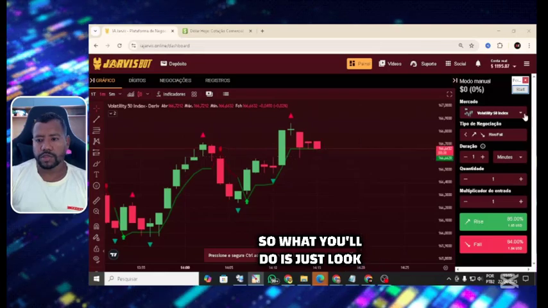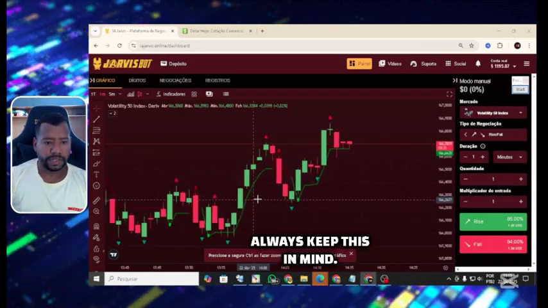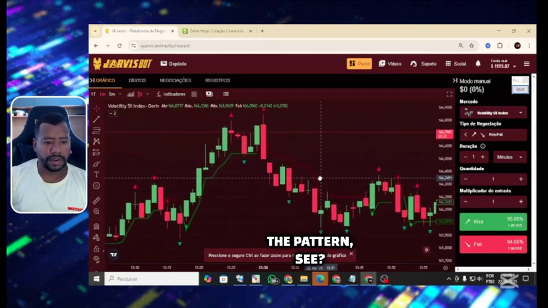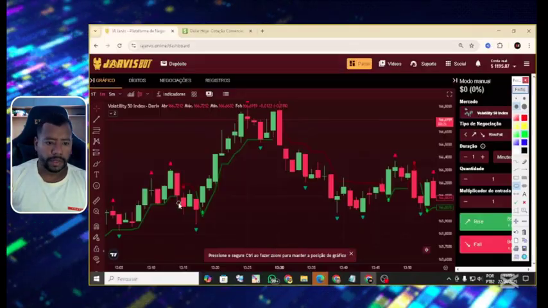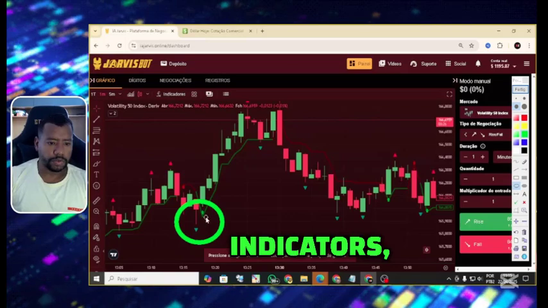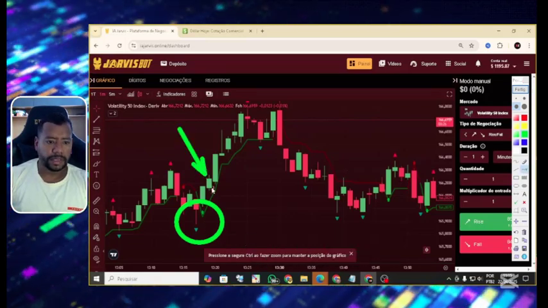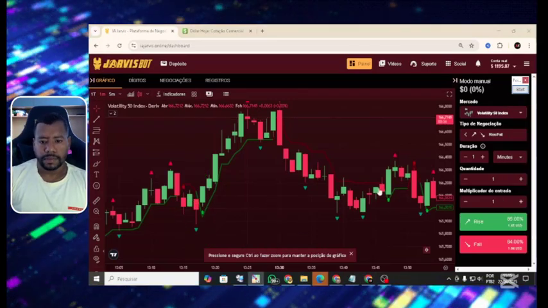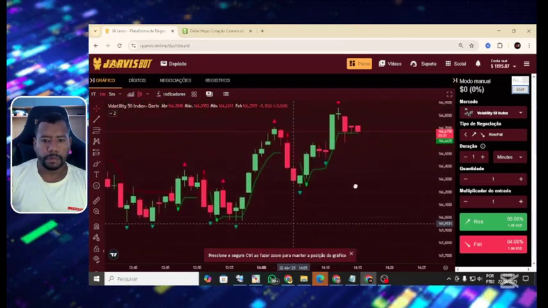What you'll do is just look for the best volatility to make your trade. Please keep this in mind. Look at the previous chart to see if it was following the pattern. See the confirmation here too. Appeared twice, both indicators. You buy for the next candle, and that's exactly what happened. Win there. So when they are together, it's very likely you'll succeed in your trade.